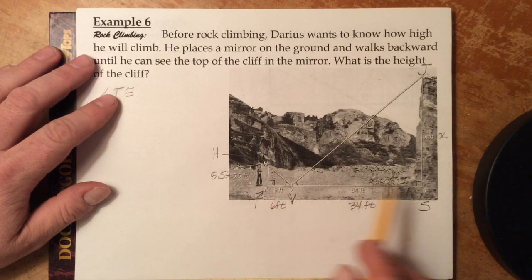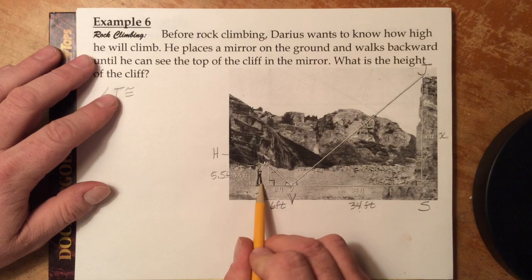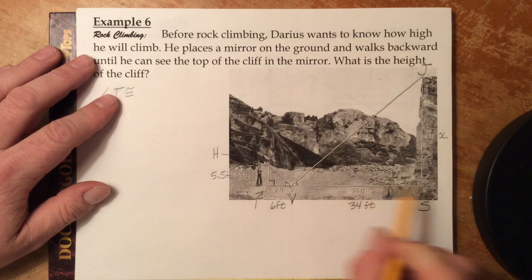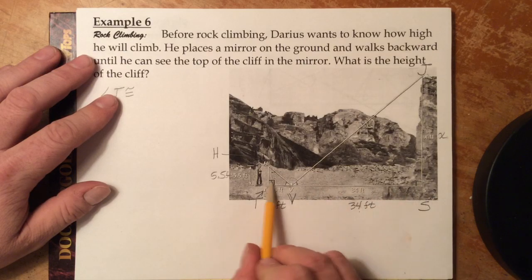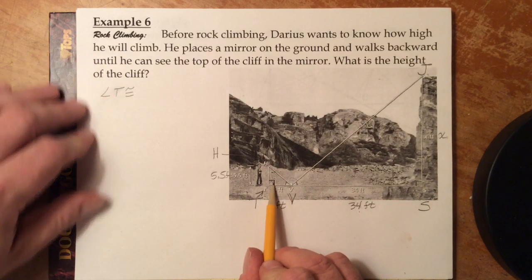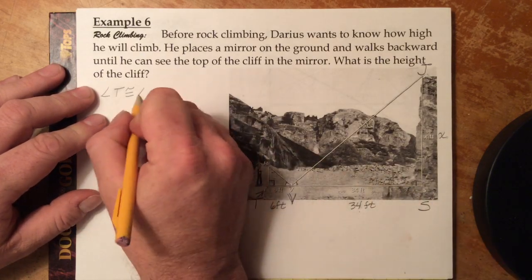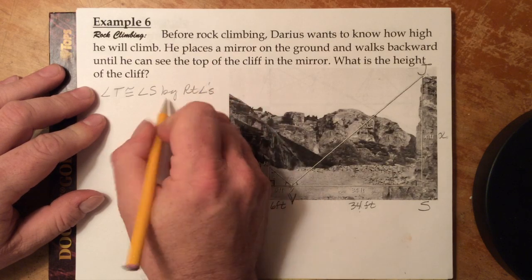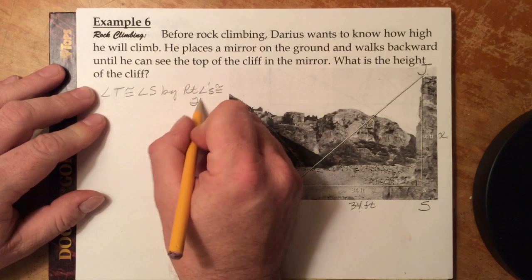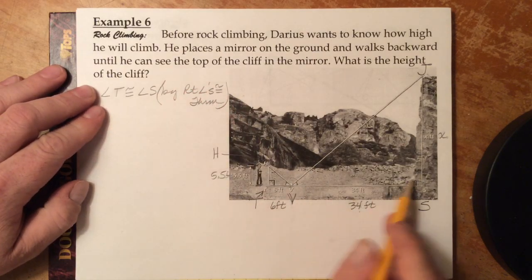We've got what looks like two right triangles. Can we assume these are right angles? Yes, because we assume Darius is standing straight and we assume the cliff starts at a right angle. So we've already got these two angles are congruent because of the right angle congruence theorem. So angle T is congruent to angle S by the right angle congruence theorem. And so there's one pair of angles that are congruent.